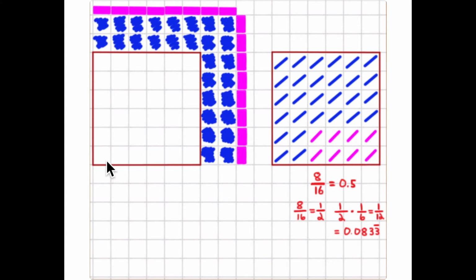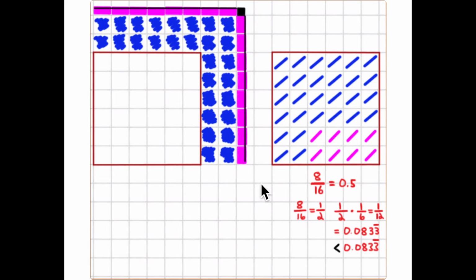Now, this length right here is 1/6 of a unit. And this is 1/2 of that 1/6. So 8/16 is the same as 1/2. So 1/2 of 1/6 is equal to 1/12. So this length right here, just half of this, is 1/12 of this entire 1 unit length. Now we have to shave a little bit off of this. We have to complete this square up here. Take a little bit off.